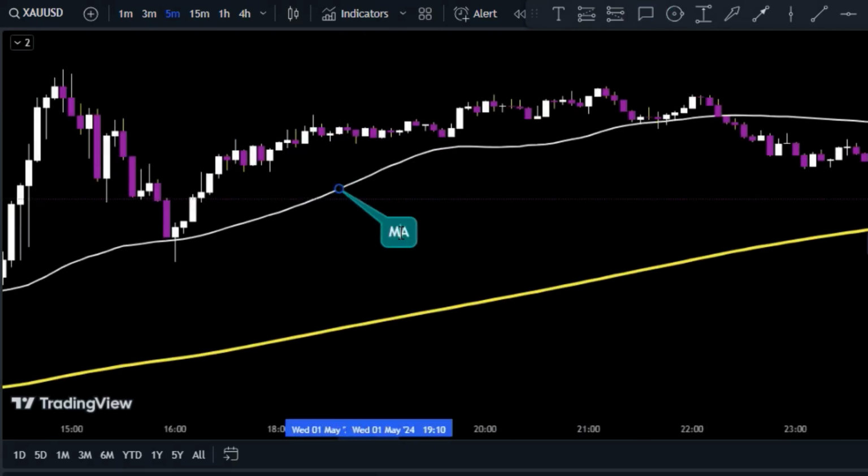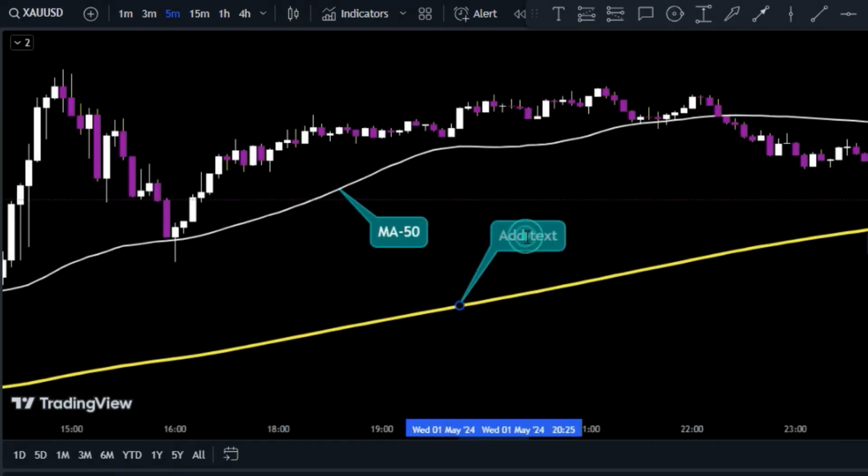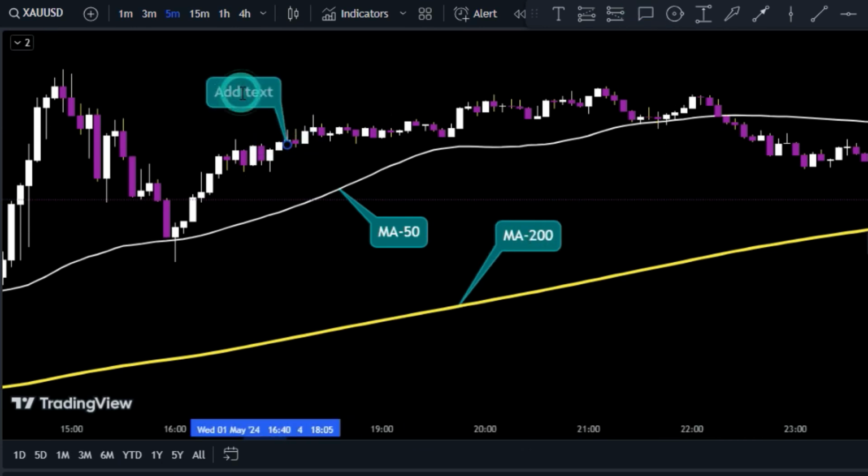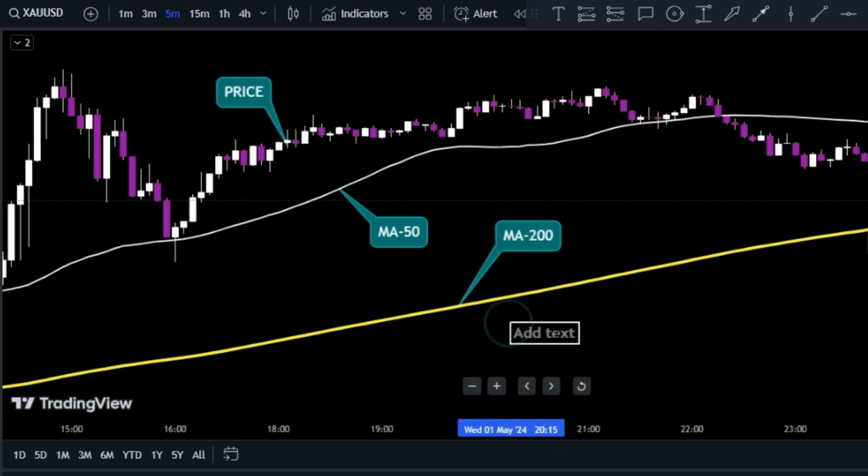On the flip side, during an uptrend, you want to look for the following. The MA50 line should be higher than the MA200 line, and then the price should be above both of the MA50 and MA200 lines.